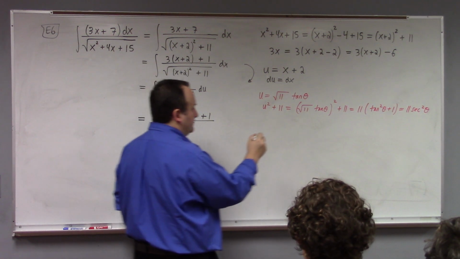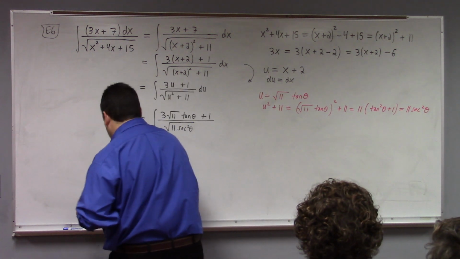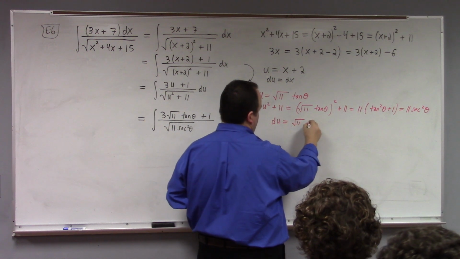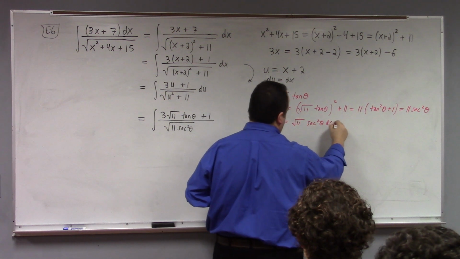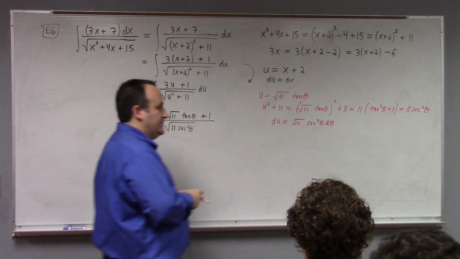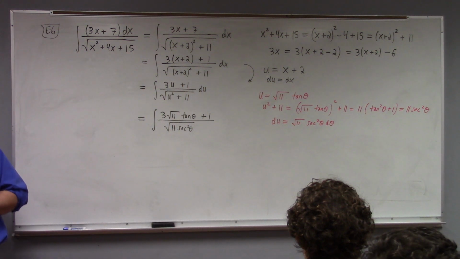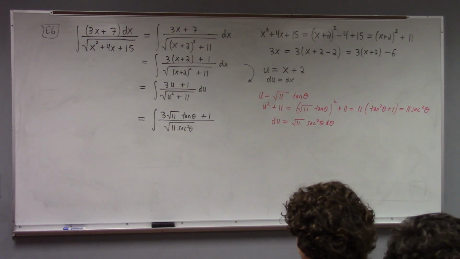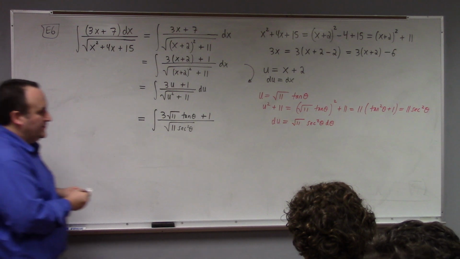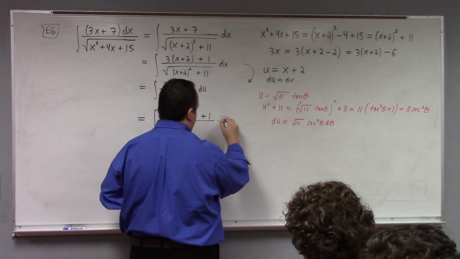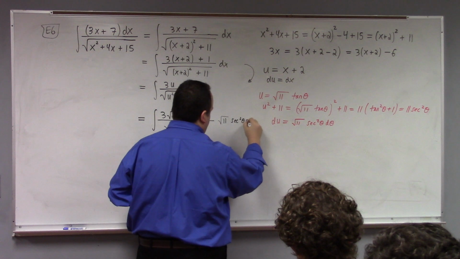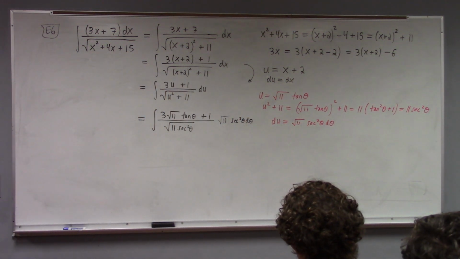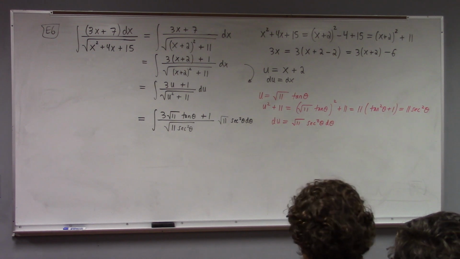Now what's my du? Square root of 11, right? Secant squared theta d theta, because the derivative of tangent is secant squared. If you didn't know that before this, you probably know it now, right? So I need to write that du is actually square root of 11 secant squared theta d theta. Do you see what's going to happen with those? The square root of 11s cancel, right?